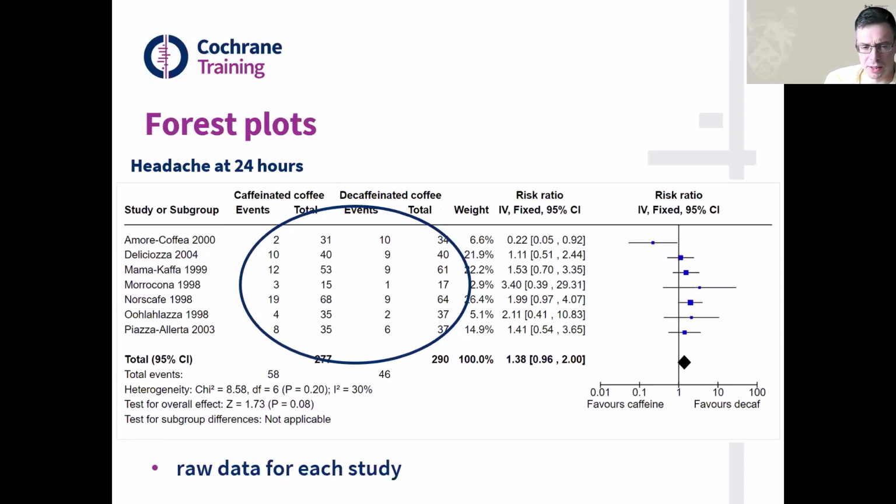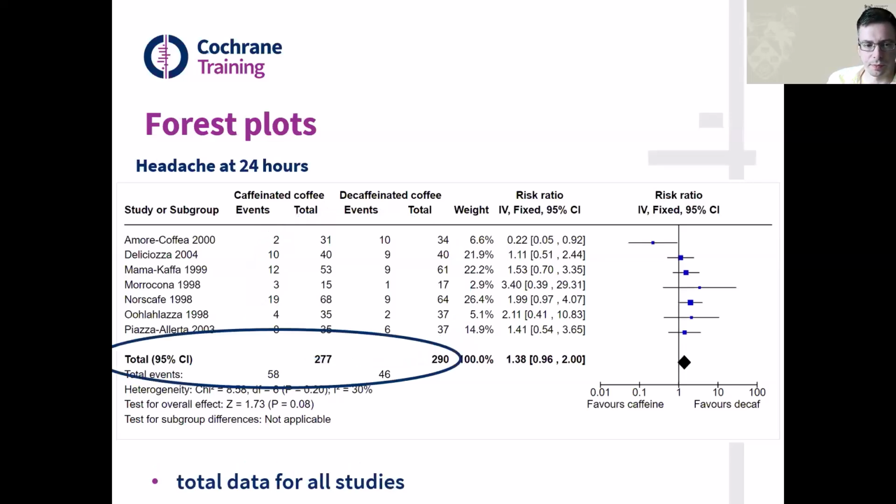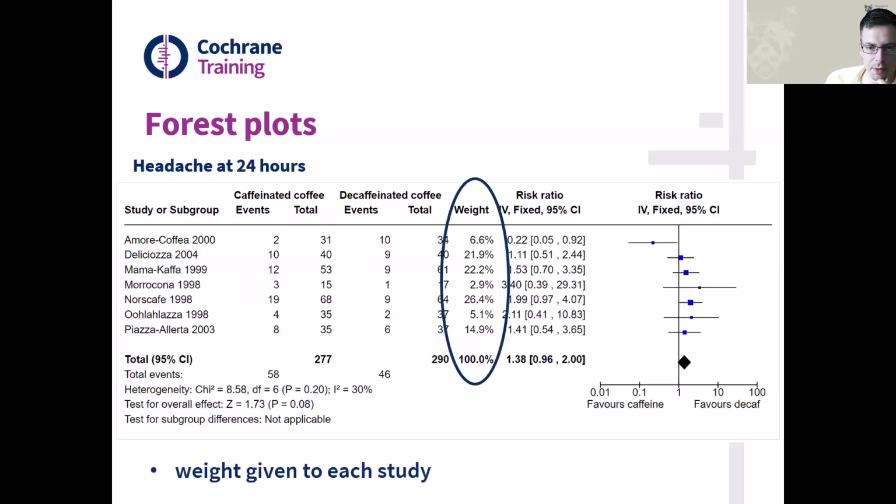So we generally just pick out the raw data, the number of events, and we use that as the basis of what we're going to put in our data extraction that then goes into RevMan. So there's the data from the studies that was shown a few slides ago. RevMan tells us the summaries, so the total number of events and the total number of people is at the bottom there. Here are our weights, exactly the same weights as we calculated before because we got them from RevMan in the first place. As you can see, the Norse Cafe, the largest study, gets more weight than any others, 26%, and the Morocona, the smallest study, gets the least weight at 3%.